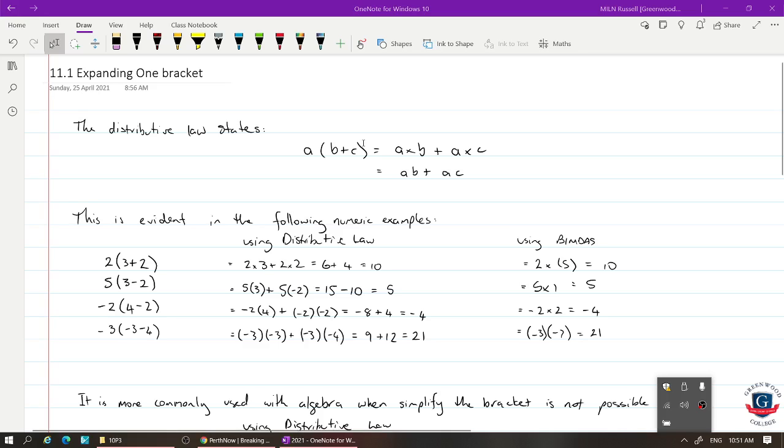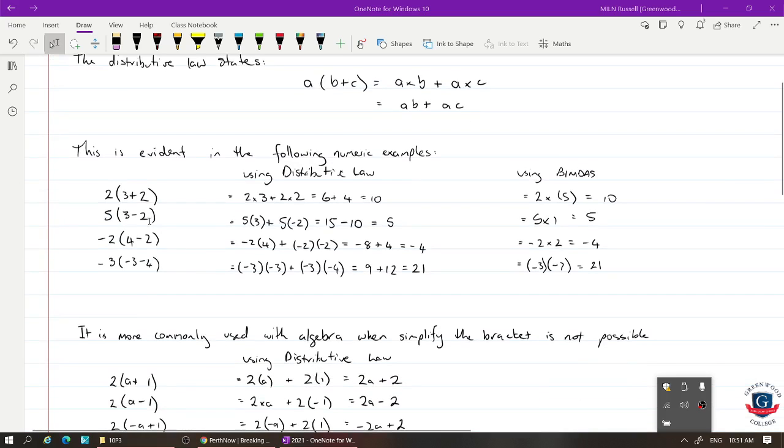And we can see with some numeric examples that using distributive law will give us the same answer as what we would get with BIMDAS. So BIMDAS would say do what's in the bracket first and then do the multiplication afterwards. So in this case, we would have 2 times 5, which is what happens over here. 2 times 5 will give me 10. Now using distributive law, I'm going to take what's outside the bracket, multiply it by what's inside the bracket. 2 times 3, that's here, plus 2 times 2, that's here. 6 plus 4 will give me 10, the same answer I got with BIMDAS.